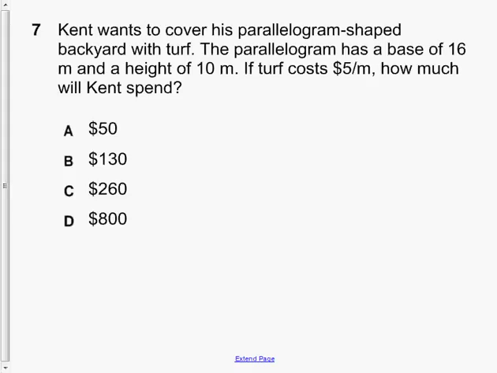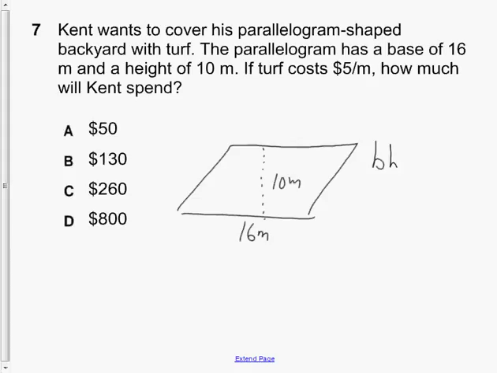Question 7 says, Kent wants to cover his parallelogram-shaped backyard with turf. I think we all have parallelogram-shaped backyards, but anyway. The parallelogram has a base of 16 meters and a height of 10 meters. So the first thing I'm going to do is just draw it, just to make sure I have this idea in my head of what it looks like. It's 16 meters this way, and the height is 10 meters. So if I calculate the area of that backyard, I'm just going to use base times height, or 16 times 10, or 160 square meters of area.